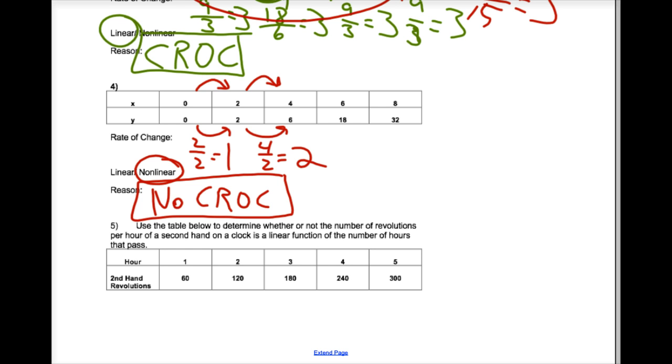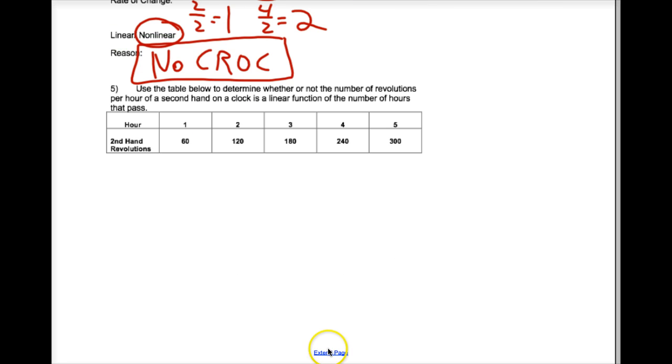So we're talking about, you guys ever seen the old school clocks that got the hands on them? Yeah. Okay. You don't see many more. We're saying, is the second hand linear with the number of hours that go by? All right. Here we go.